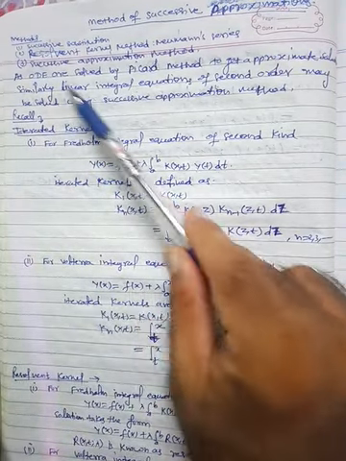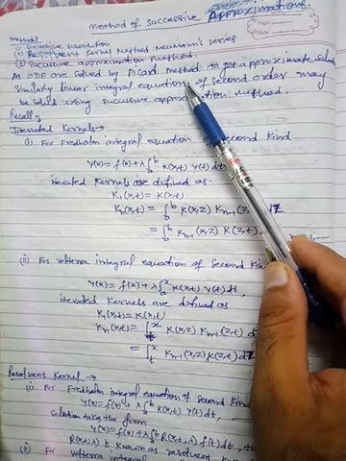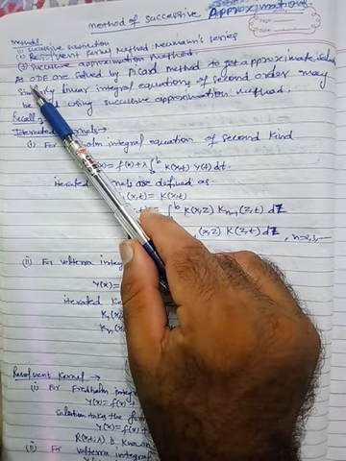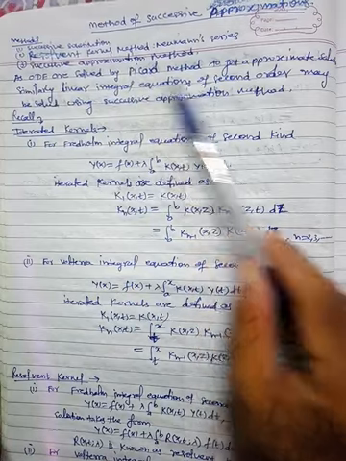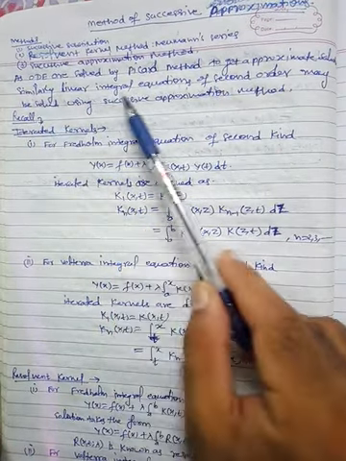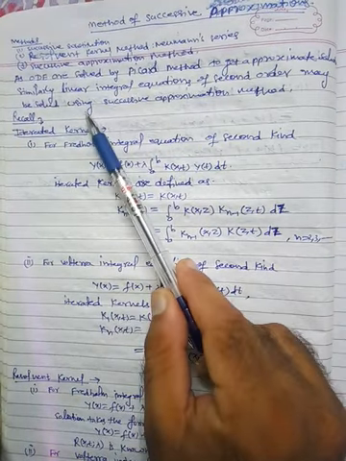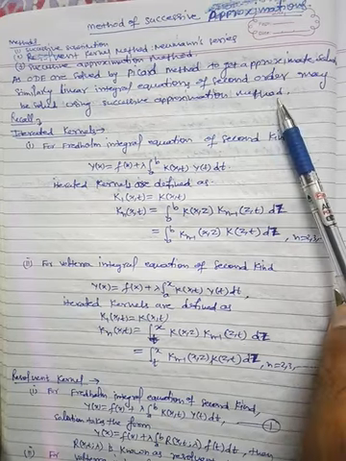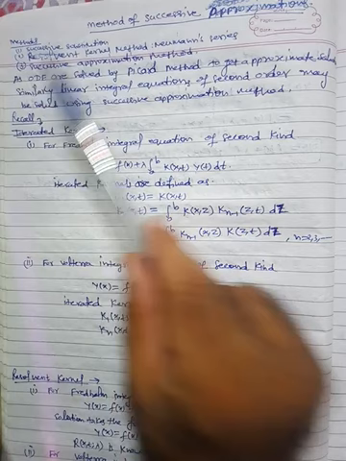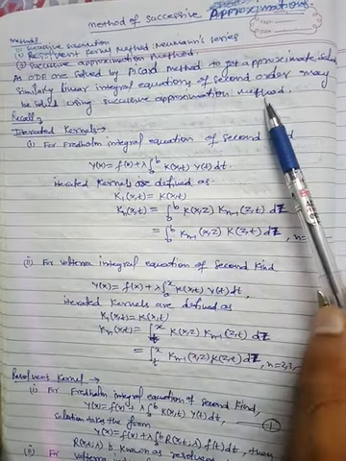First, as ODEs are solved by Picard's method, because we have already seen in numerical methods, an ordinary differential equation, basically an initial value problem, can be solved with the help of Picard's method to get an approximate solution. Similarly, linear integral equations of second order may be solved using the successive approximation method. So this is just like a parallel method. In ODE we have Picard's method. Similarly, in linear integral equations we have successive approximation methods.